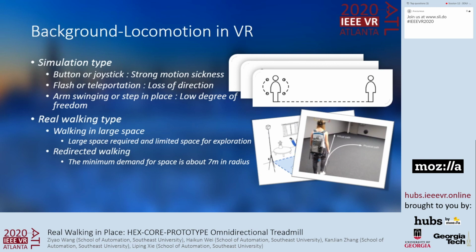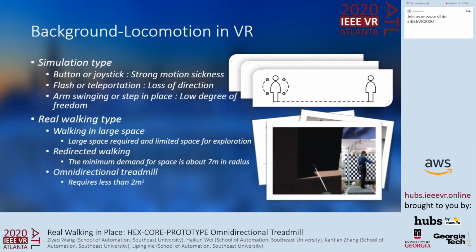This is a very popular research object in recent years. This method also needs a large space. The minimum demand for space is about 7 meters in radius. If you don't care about the huge device, the omnidirectional treadmill is the best way to solve this problem. It only requires less than 2 square meters and could provide a very natural walking experience.